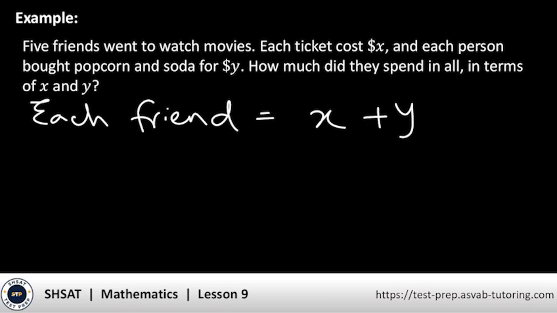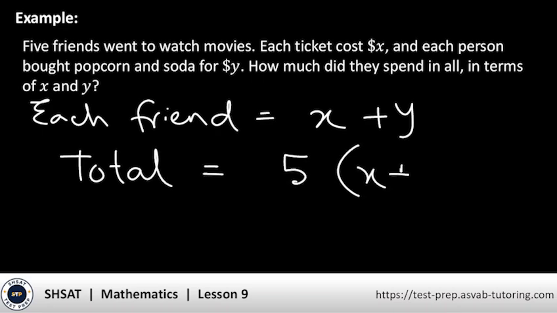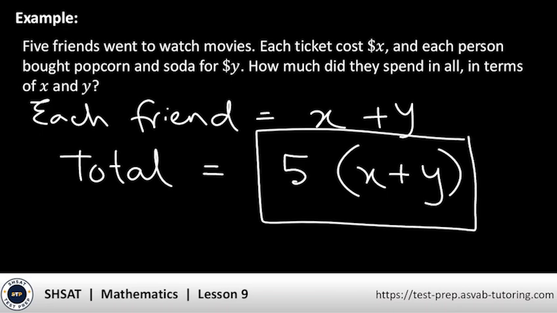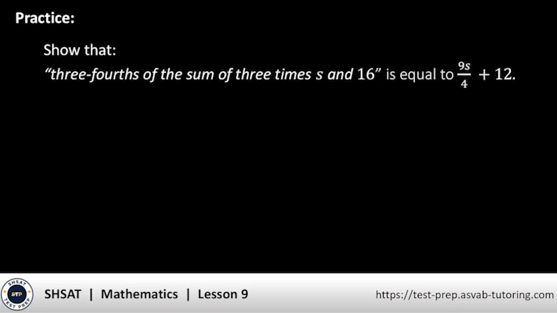But because there are 5 friends here, in total, how much do they spend? They are going to spend 5 times X plus Y, right? Because there are 5 friends here. So in total, they have spent 5 times X plus Y. Got it? Let's move on.